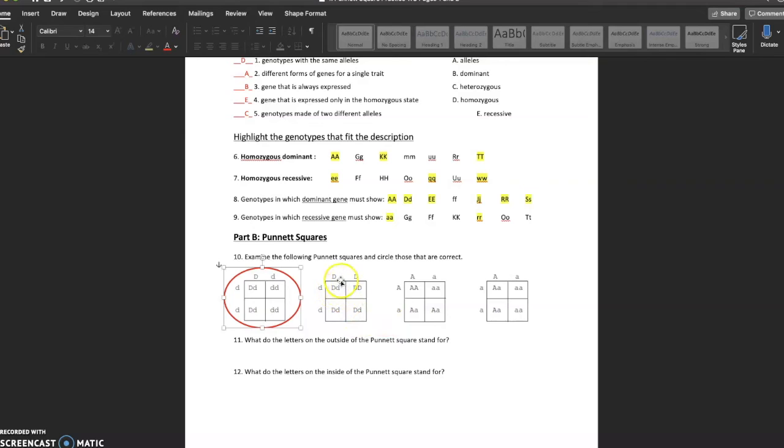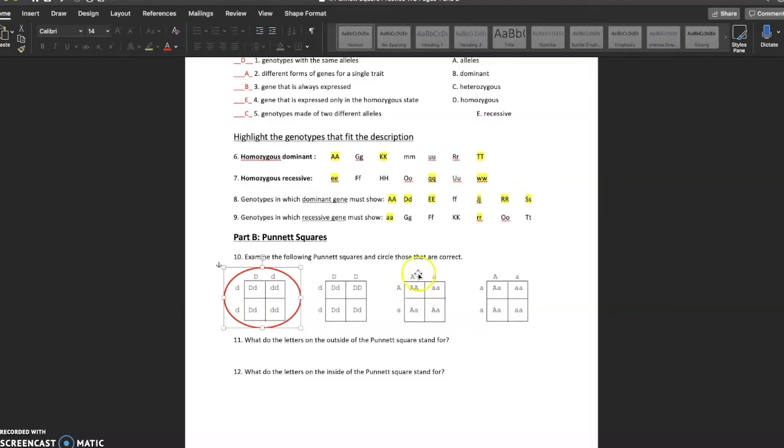Second one, capital D from the top, lowercase d from the side, looks good. This one has capital D from the top, but the lowercase d from the side is missing. Instead, it has two capital D's. So that one is going to be out. It is incorrect, not an option.